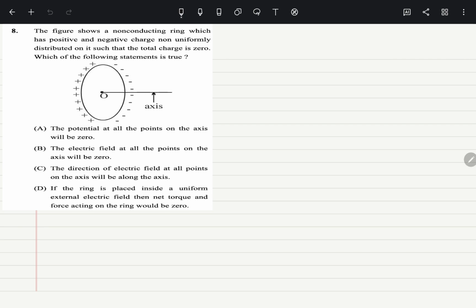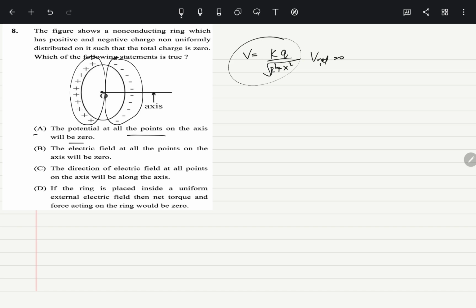This is just a theory question, we just need to see the statements and then choose the correct option. The first option, potential at all the points on the axis will be 0, and that is correct, because the net potential which we write is kq by root of r square plus h square. Due to positive charge, the potential will be positive. Due to negative charge, potential will be negative. If we calculate the net potential, it will be 0, because both are equal charge, the total charge is 0. So net potential will be 0. So option A is correct.